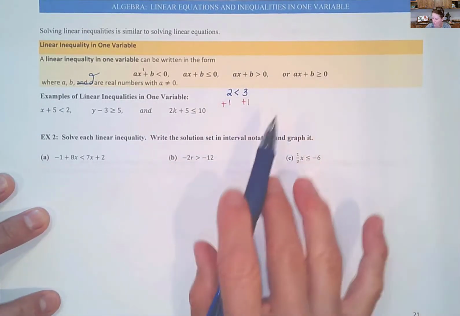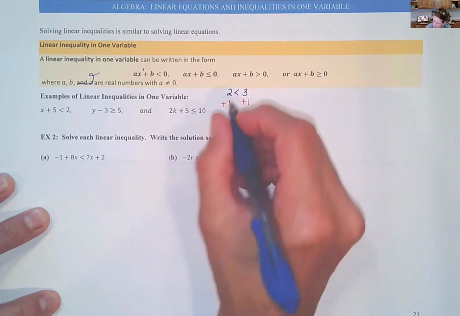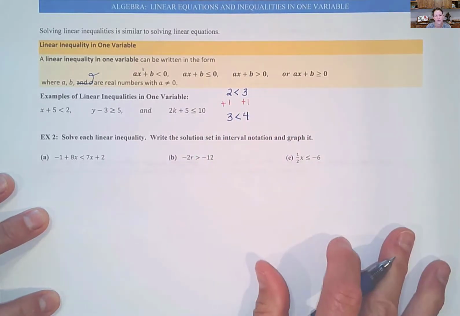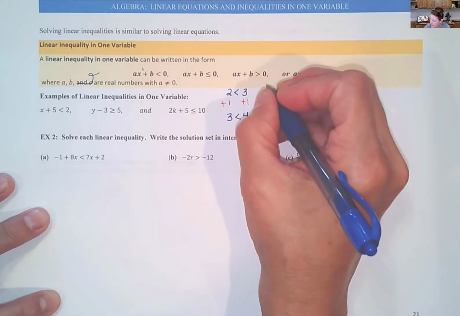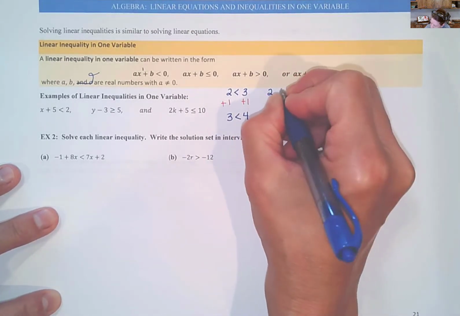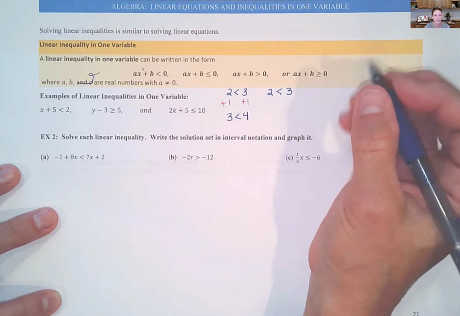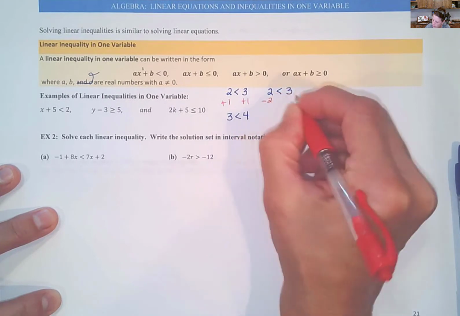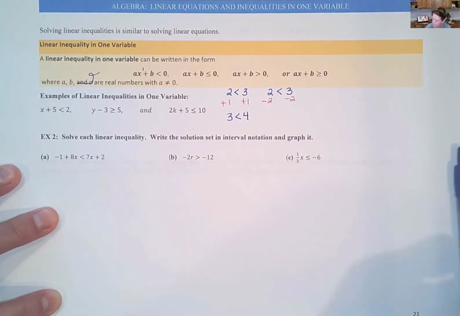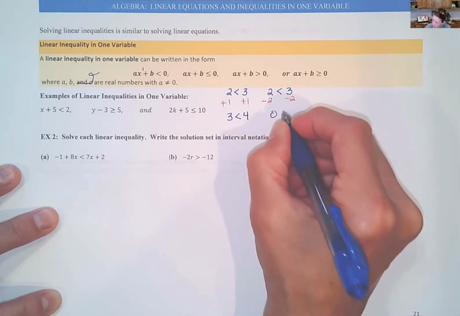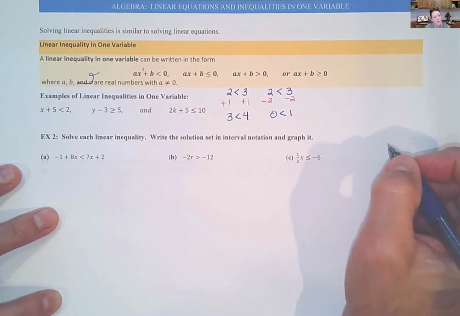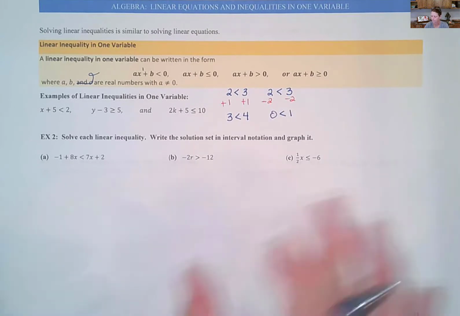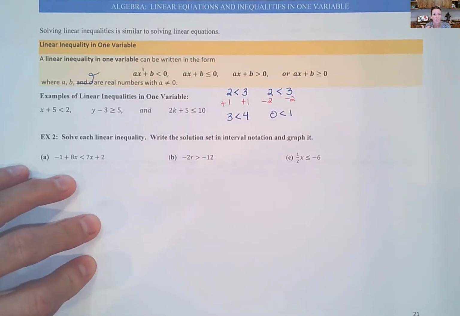For example, if we add 1 to each side of this inequality, then we have another true statement: 3 is less than 4, and that's still true. If we've got the statement 2 is less than 3, and we want to subtract a number from each side, like maybe we subtract 2 from each side of this inequality, well, that gives the statement 0 is less than 1, and that's still true, isn't it? So our addition property of inequality still holds. How about the multiplication property?